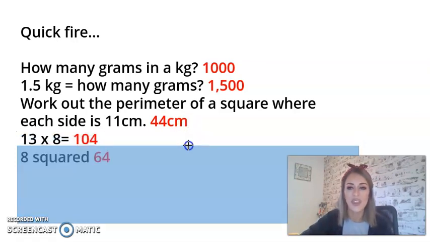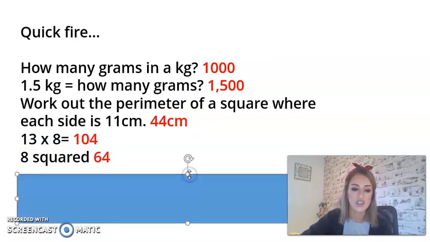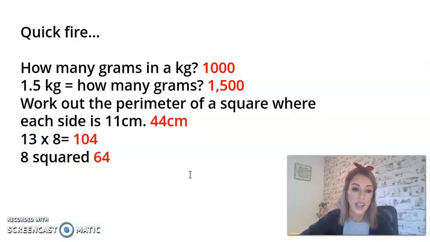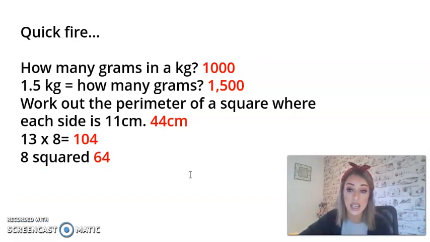Next question, 13 times 8. Oh, I've skipped ahead, look. 13 times 8 is 104. Okay, and you can do 13 times 8 or 8 times 13 because we know that with multiplication we can do the switcheroo, we can switch it around. It is 104. Well done if you got that.